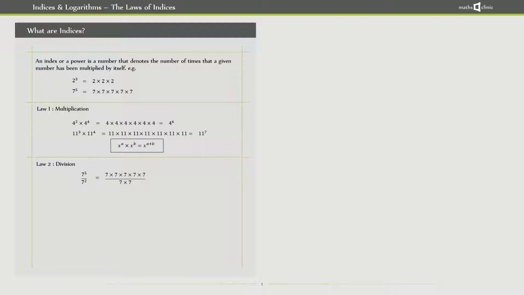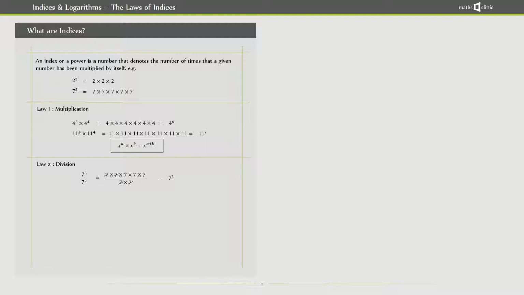Okay, and basically if you expand that out, what you have is 7 times 7 times 7 times 7 times 7 divided by 7 times 7. Okay, and basically we're dealing with a fraction here, and we can simply cross the numerators and denominators. So we have 7 here 1, 7 here 1, 7 here 1, 7 here 1, and what we're left with is 7 times 7 times 7, and this is 7 to the power of 3. Have you noticed it? Yes, and you probably guessed it right. If multiplication translates to addition, division translates to subtraction.